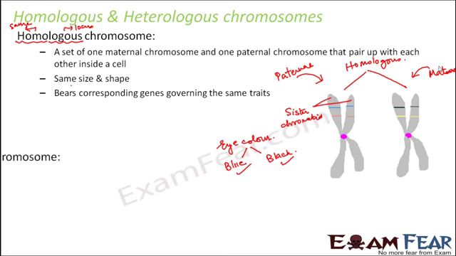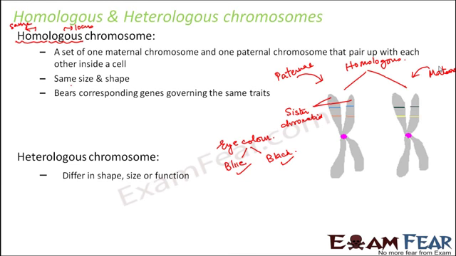So I hope now you understand what is going to be heterologous. Heterologous means they will differ in shape, size and function. So they will not be related to each other. Like any two random chromosomes which you pick, mostly if they are not homologous chromosomes, they will be heterologous. They do not belong to the same pair, so there will be no such correlation between the two. That if you have a gene at this location, you should have a corresponding gene in the corresponding location. Nothing like that is there.